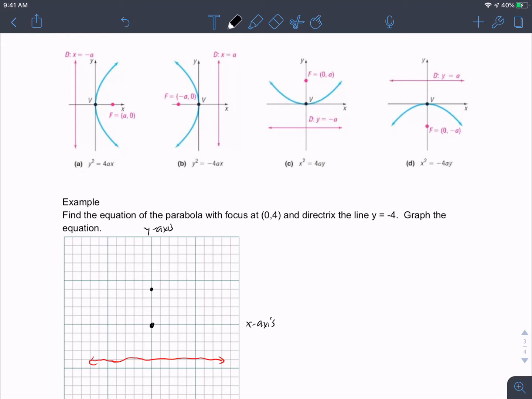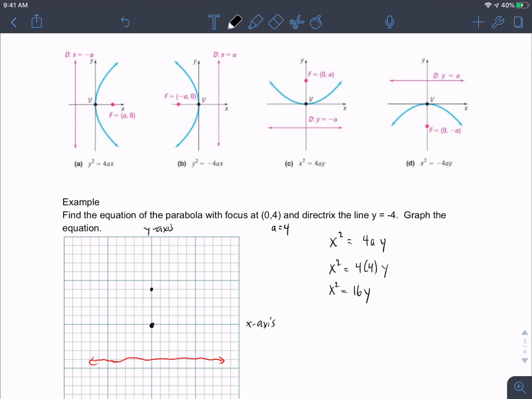And then we can actually use our formula, so we know it's going to be x squared is equal to a positive 4ay. And because the focus is at 4, we know that a is 4. And so x squared is equal to 4 times 4y. So x squared is equal to 16y, which is very useful.